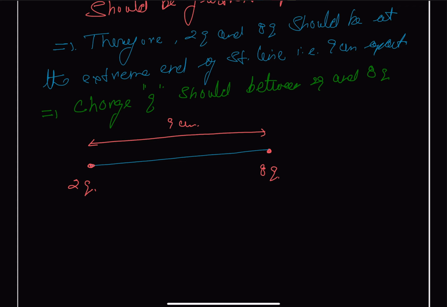And for the sake of convenience, let us say we represent this distance as D, and we have a third charge of Q. Let us suppose it is somewhere here, and it is at a distance of x from 2Q. Obviously from the other end it will be D minus x. And now we can find out the potential energy of the entire system.